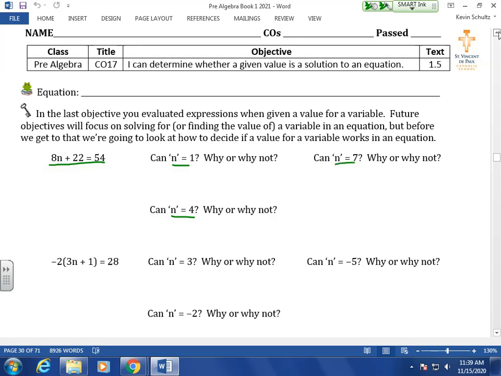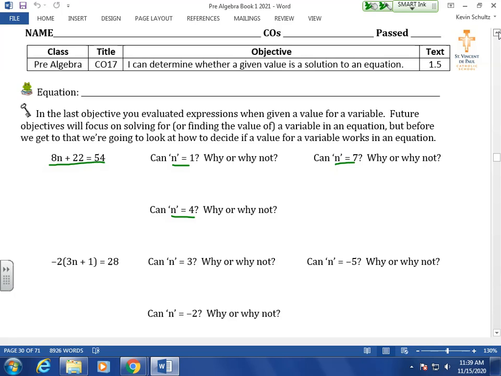So we're testing different values for the variable to see which one works and be able to defend it, and see which ones don't work and be able to defend that. Okay, n can only be one thing, right? There's only one value for n that, when you multiply it by 8 and then add 22, gets you to 54. So there's only one solution, and we want to figure out what that is, or test to see which one of those 3 it is, and then be able to defend it. But first, an equation.